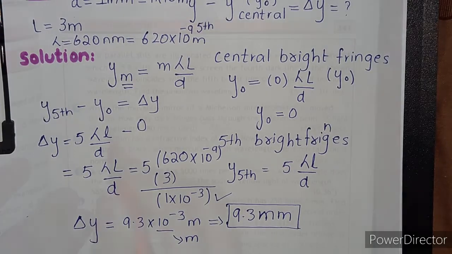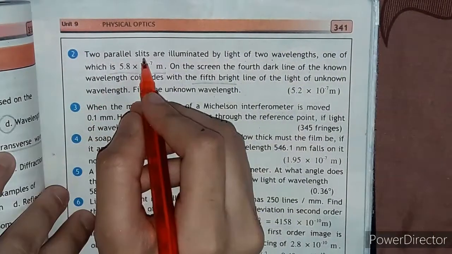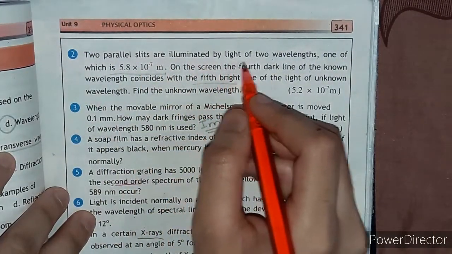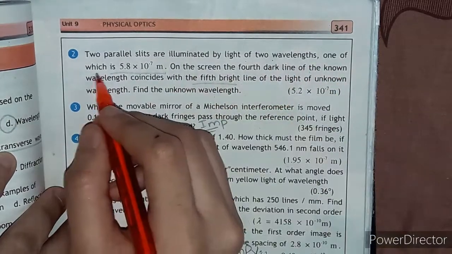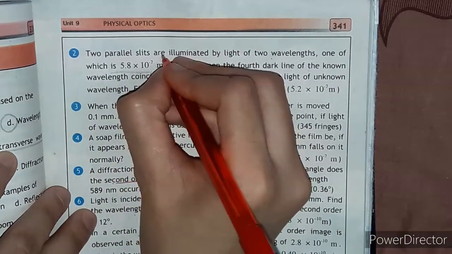Moving towards the second numerical. In the second numerical, slits are illuminated by light of two wavelengths. One of the wavelengths is lambda 1.